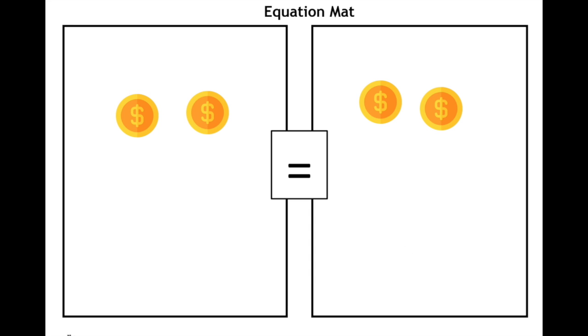So in the equation mat, it must always be true that the number of coins on one side of the box, wherever it is in this box, shall be the same as the number of coins in this box.